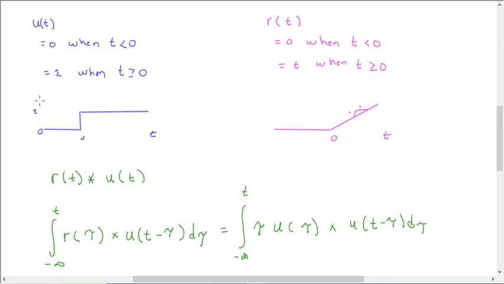Now, this might seem confusing, right? How can I substitute this when that was the definition of the ramp function? However, if we just do some plotting, we realize that r(t) is a composite function of time and a step function. So let's just draw these things out.